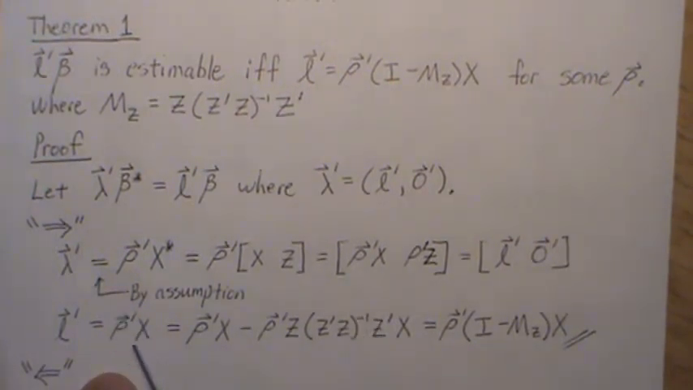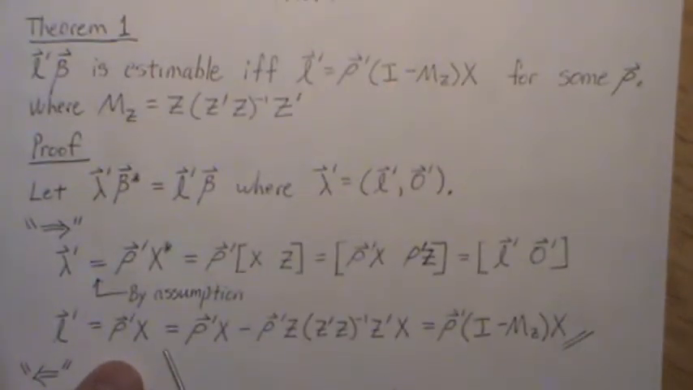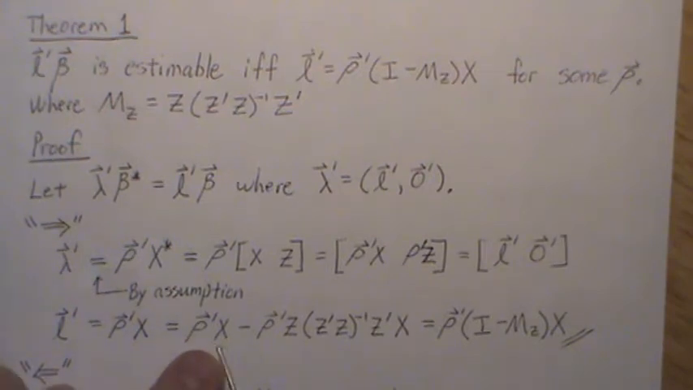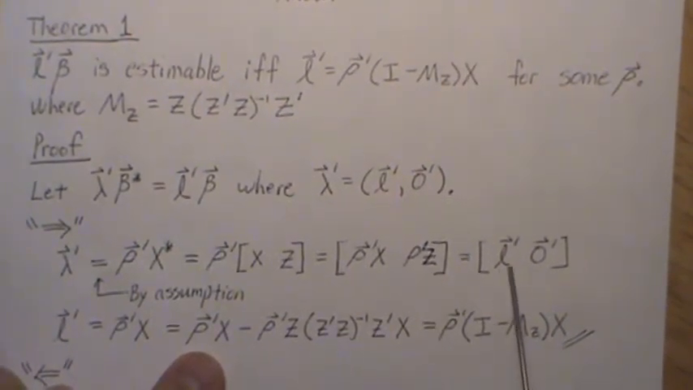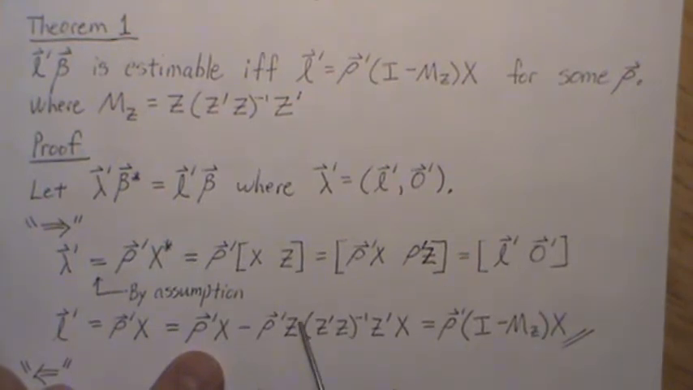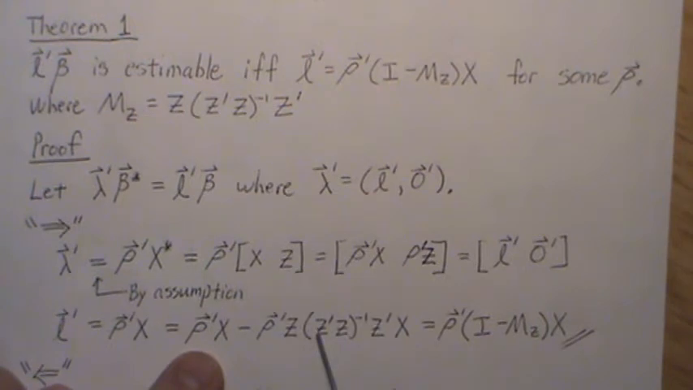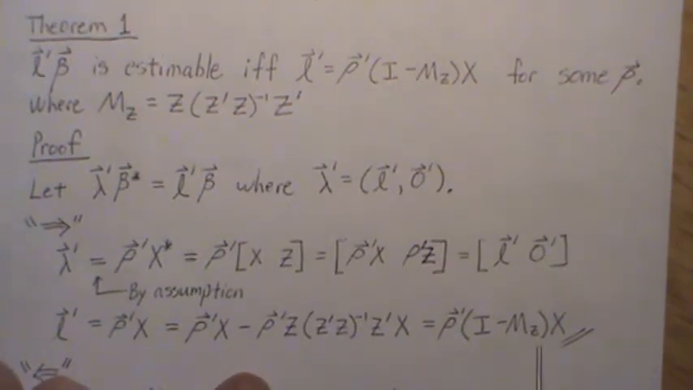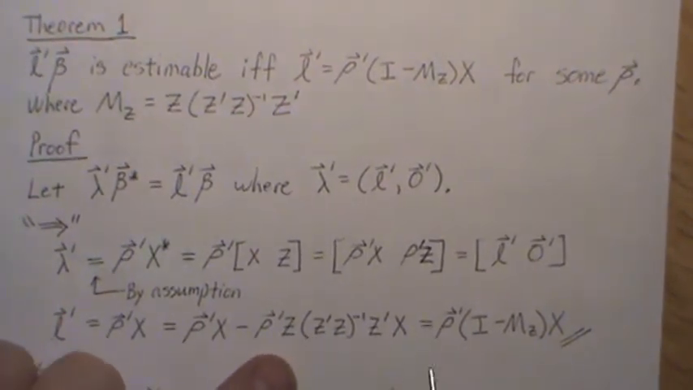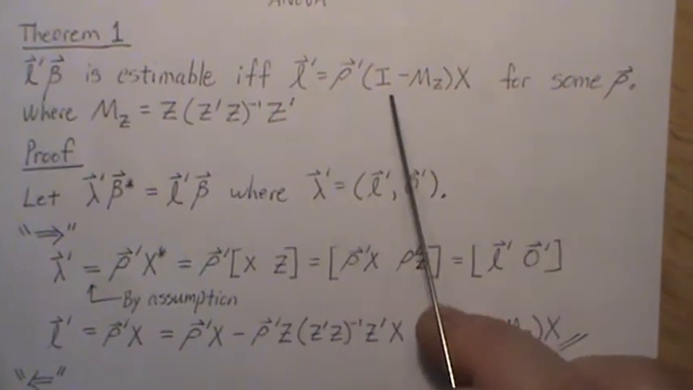Now, if we add 0 to this, it doesn't change it. So rho transpose X is this. And notice this piece, rho transpose Z, has to be 0. So this is 0, which means this is 0. So we've added 0. But now we can left factor out a rho and right factor out an X, and we're left with the identity matrix minus this M_Z. And that's exactly what we wanted to show.